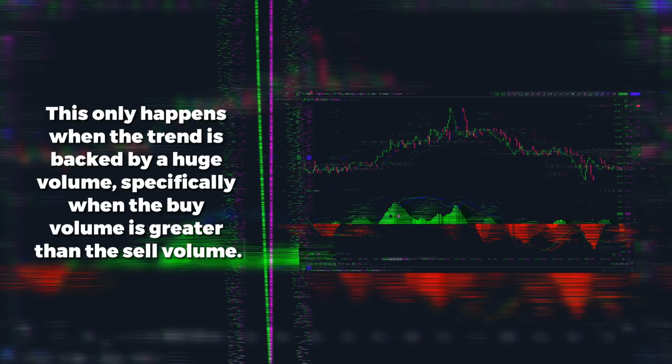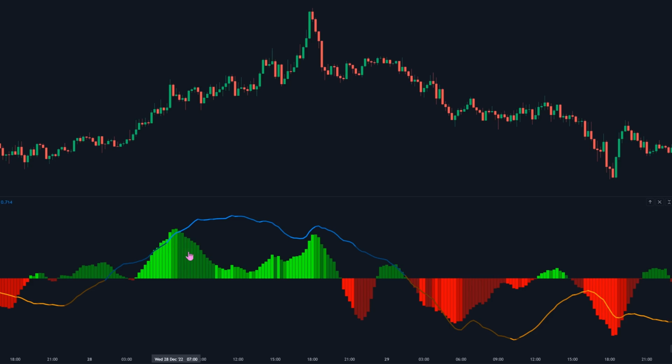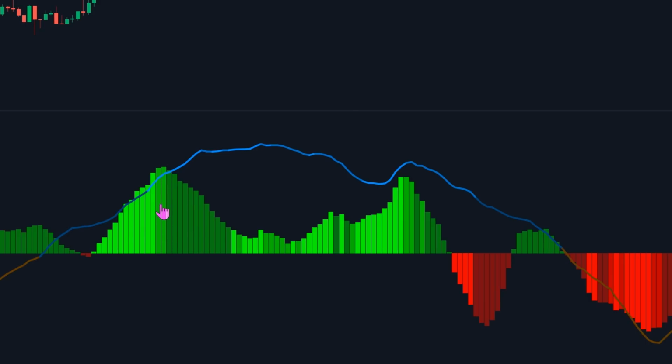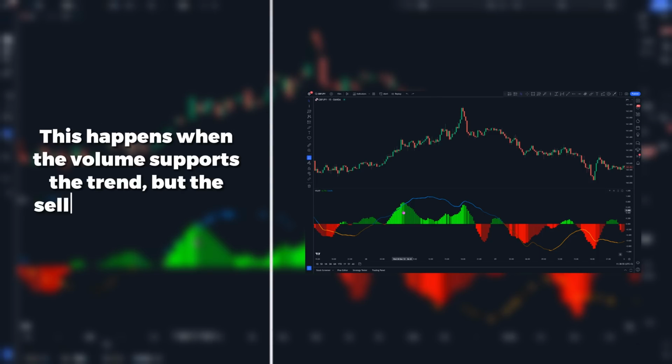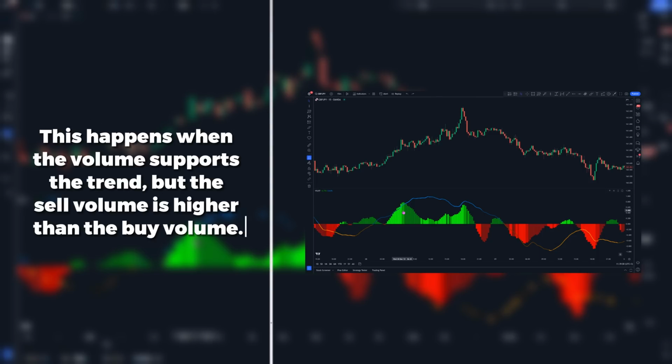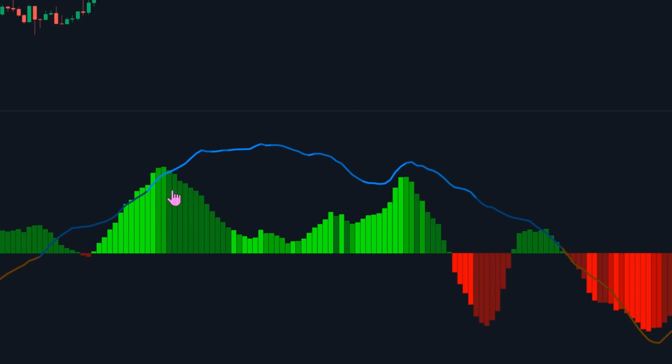the sell volume. Now, as you can see, we have two more shades of green within this bullish histogram. This medium dark shade of green indicates that the trend strength is decreasing. This happens when the volume supports the trend, but the sell volume is higher than the buy volume. For this darker shade of green, it indicates that the trend strength is decreasing, and this occurs when the volume does not support the trend. Whenever you see this dark shade of green, that is a possible indication of a trend reversal.